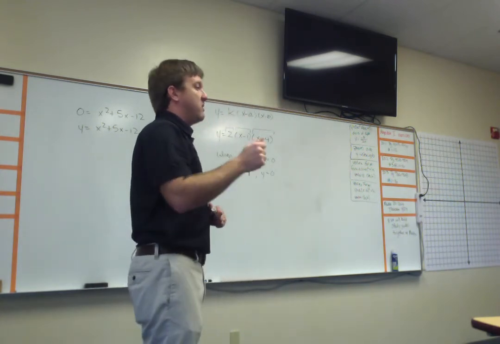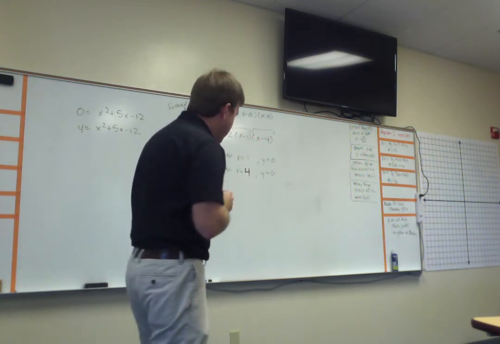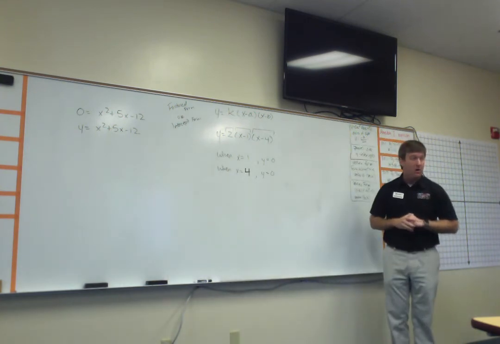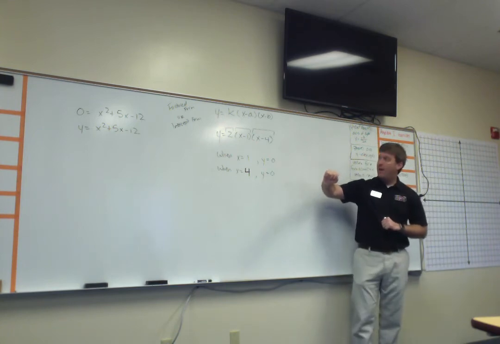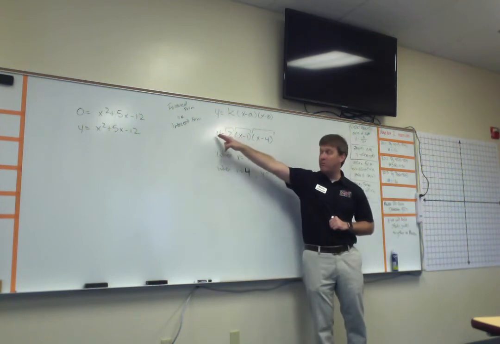Yeah, that's right. So what values of x would make the right side 0? So here's what we found. We now know what values of x give us a y value of 0.